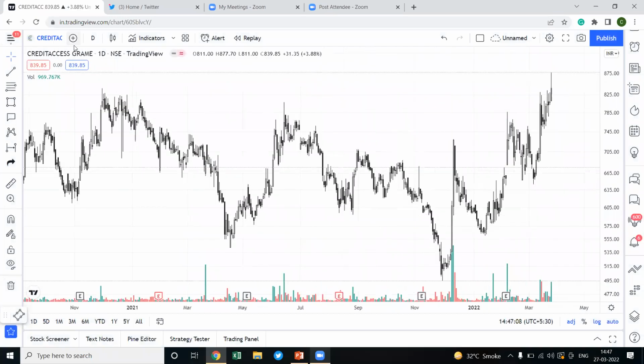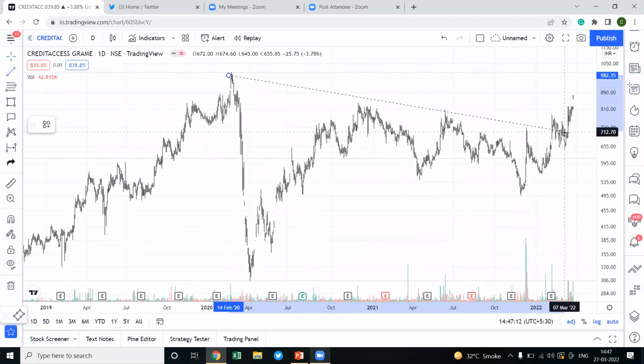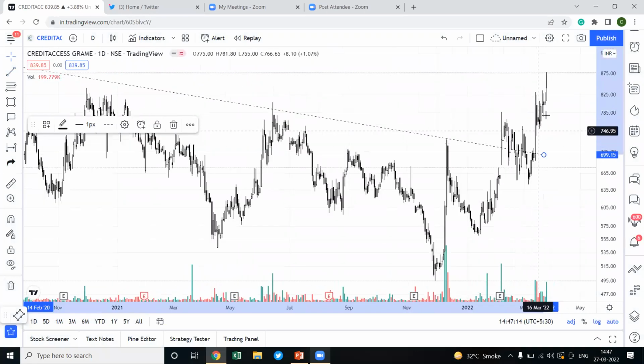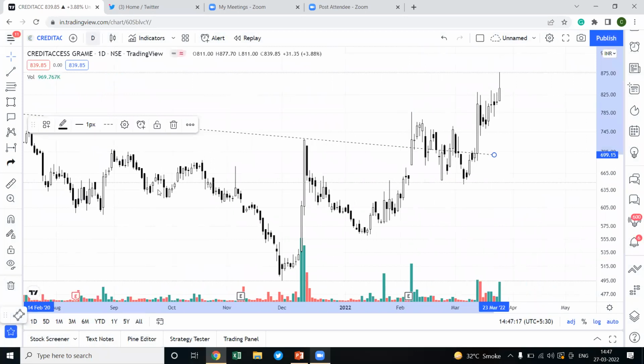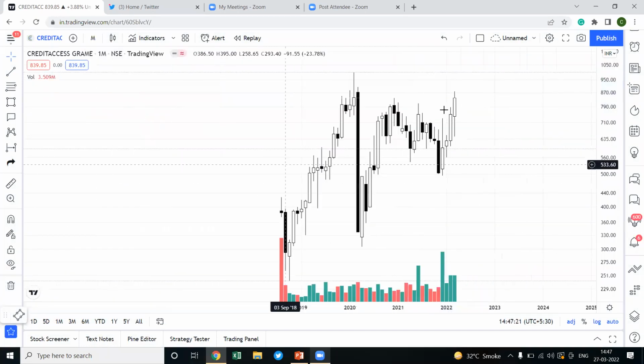So on the daily chart, it has broken out on this particular 700 mark, and right now it is moving to the upside. On the monthly chart it is also looking good. You can see there is no overhead supply.